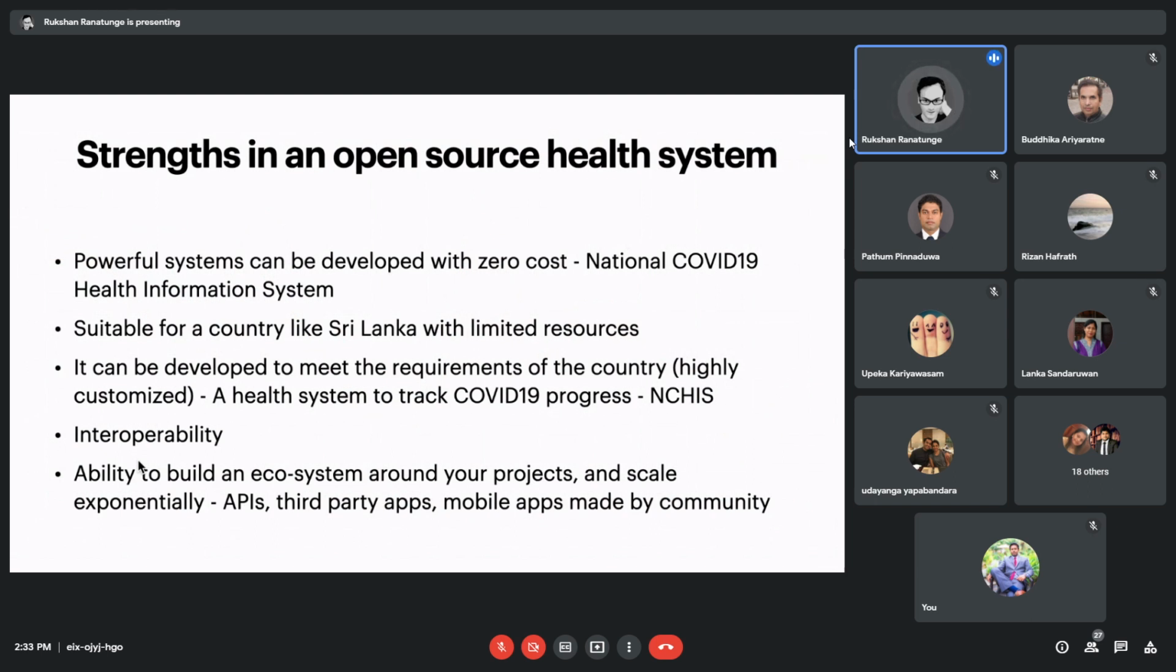And because of that, this open source nature might be useful for a country like Sri Lanka with limited resources. And we are able to meet the requirements of the country. So this is a highly specified and highly customized system just to tackle the COVID-19 pandemic. And not only that, if we get another pandemic in the future, because this is an open source system, we might be able to modify it without much effort to tackle a future pandemic as well. And we have an API which makes it interoperable with other systems as well.